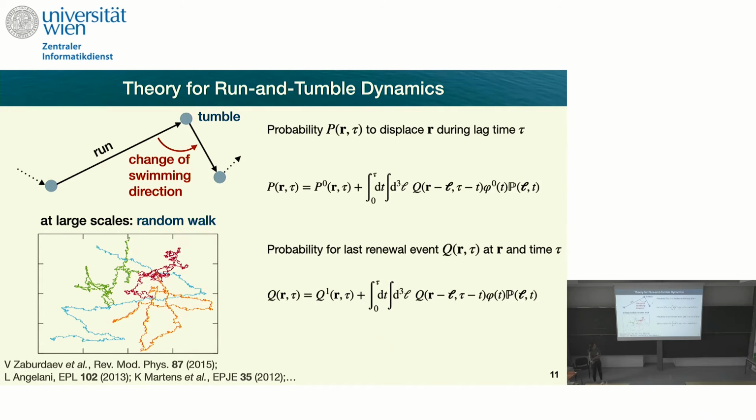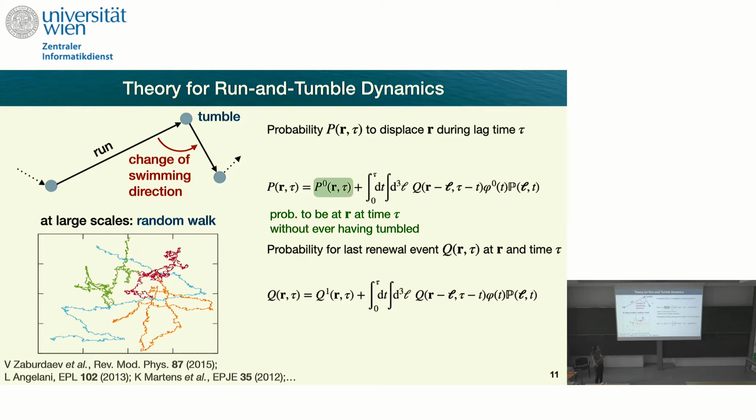So the theory that we use is the renewal theory, which you can see here. It's described in terms of these 2 equations, one for the probability that the cells displace a distance r during time tau, and one for the probability that the last tumbling event happened at an earlier position, or at r time tau. And so the first equation here contains the probability that the cells are at position r at time tau without ever having tumbled before. So now that takes into account that the system that we consider is essentially in a stationary state. And then we have the sum over all previous tumbling events.